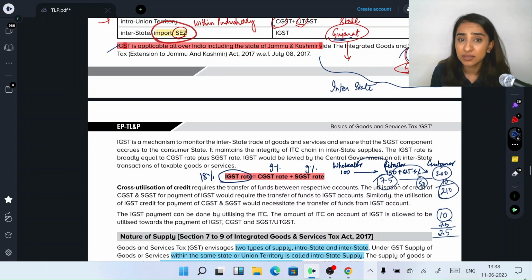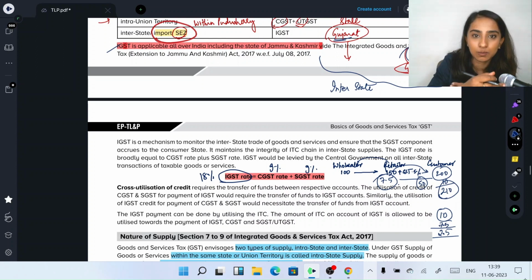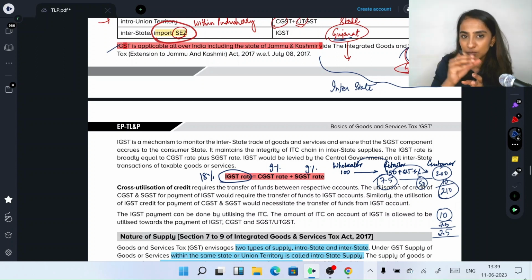So input tax credit means, what is your input? Input is the purchases that you make. What is the tax? The tax that you pay on the input. What is the credit? Input tax credit. Credit of the input taxes that you have paid earlier on the inputs. Are we clear? Okay.